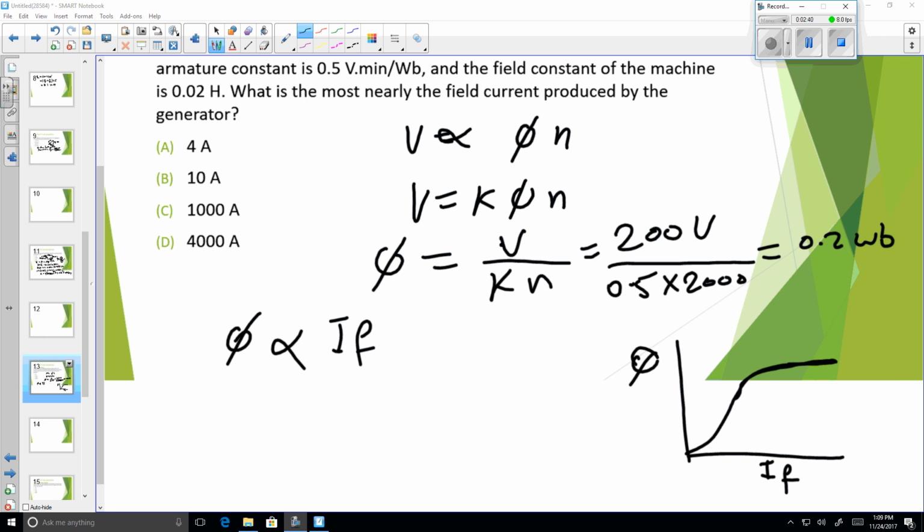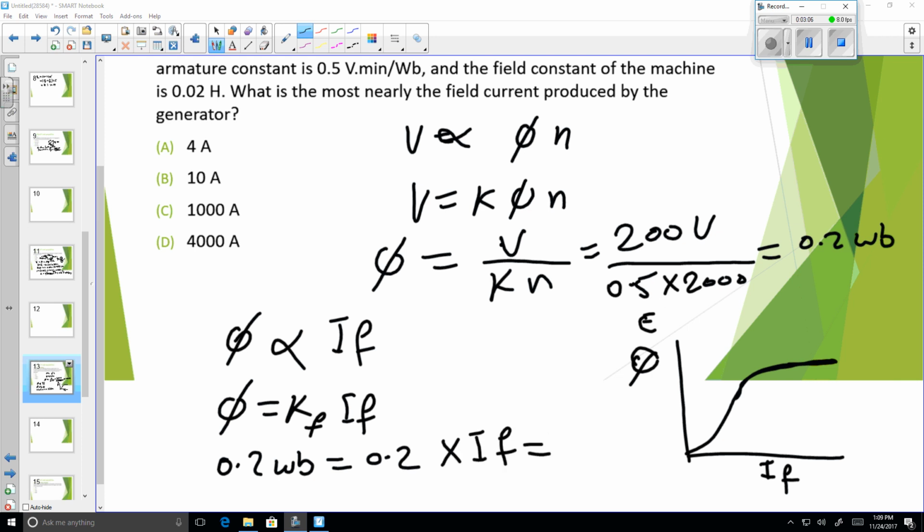And as you produce more flux, you will induce more voltage in the armature winding. So clearly that means phi equals KF times IF, where KF is a proportional constant. Here it is given as 0.02. So if we substitute 0.2 Weber, it will be 0.2 times IF. So IF is 0.2 divided by 0.02, so that will be 10 ampere.